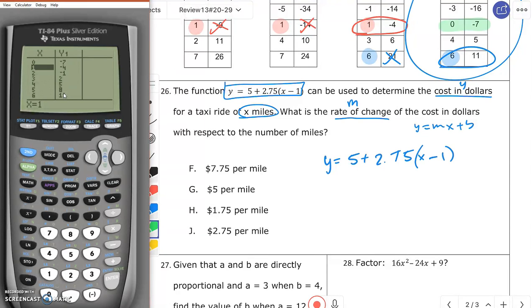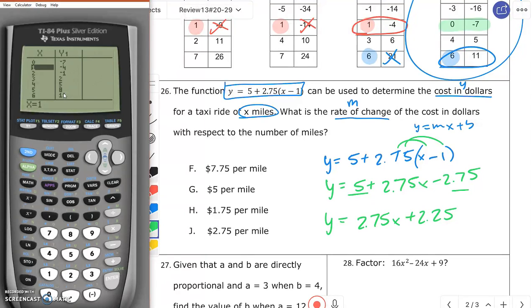So I'm going to distribute out that 2.75. I get 5 plus 2.75x minus 2.75. I can go ahead and combine those like terms to get y equals 2.75x plus 2.25, which makes it really easy to see that my slope is 2.75, which means J would be my answer.